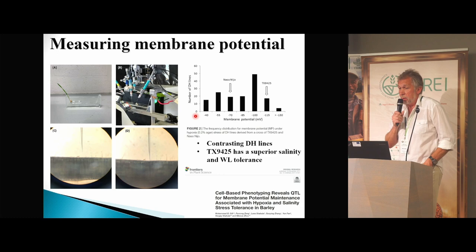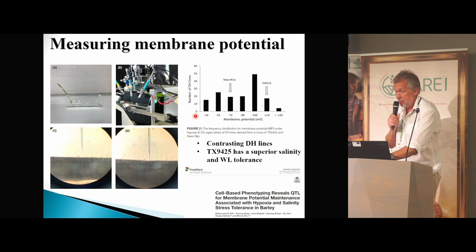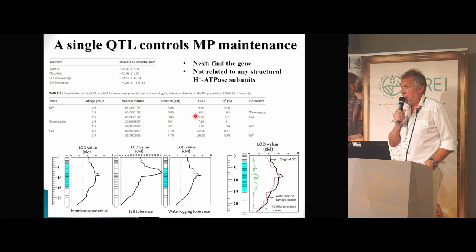So one of my students did this for about 140 DH lines of barley using two contrasting parents. TX9425 is a Chinese variety, and Naso Nijo was a variety sensitive to hypoxia. And what he did, he found just one QTL, which was responsible for maintenance of membrane potential. Again, this is nearly impossible to fake, because when measuring membrane potential, most papers report two or three varieties or genotypes at the same time, and he did 140. So we were very happy with that, because this peak coincided with tolerance to flooding and to salinity in barley as well.